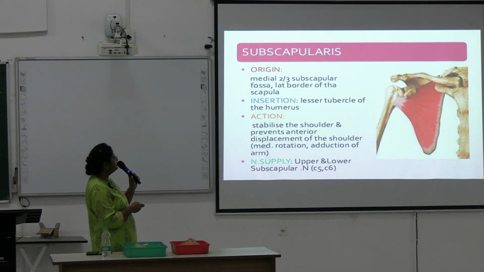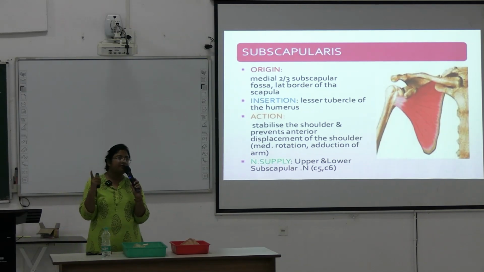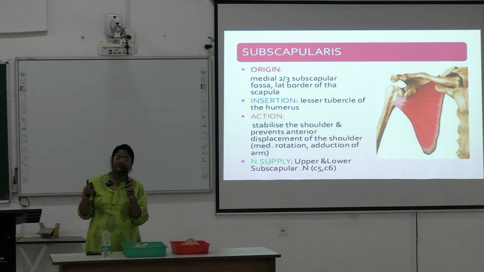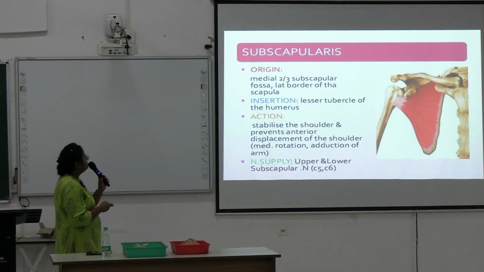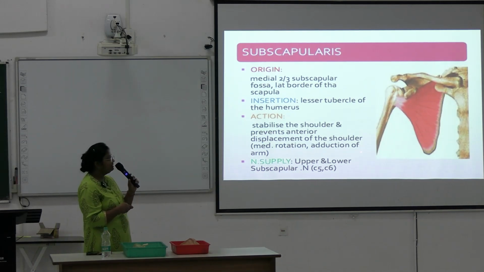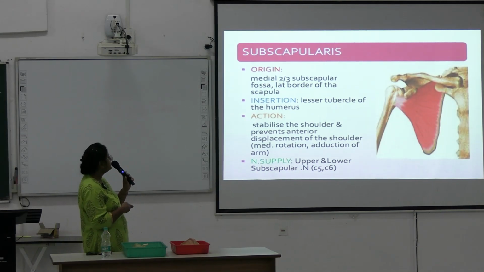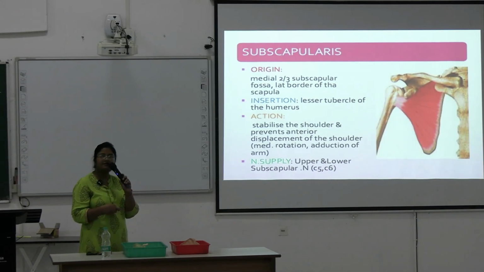Insertion into the lesser tubercle. Here is the greater tubercle. Over the greater tubercle, 3 muscles are attached: supraspinatus, infraspinatus, and teres minor. And at the lesser tubercle, subscapularis muscle is attached. So, what is the action? It stabilizes the shoulder joint and prevents anterior displacement of the shoulder joint. Helps in medial rotation and adduction of the arm. Next is nerve supply, upper and lower subscapular nerve. Root value is C5, C6.